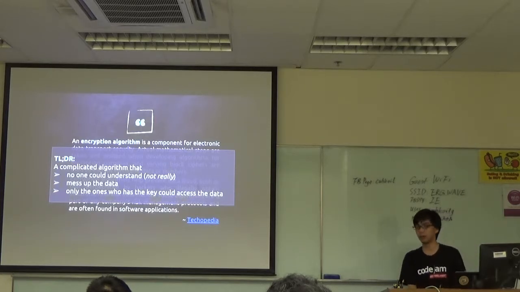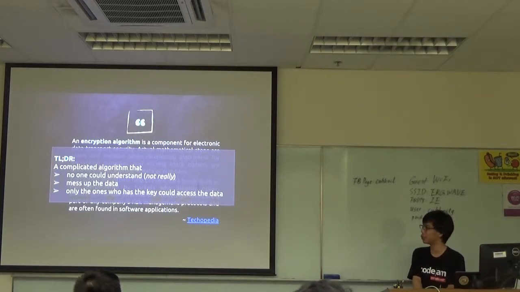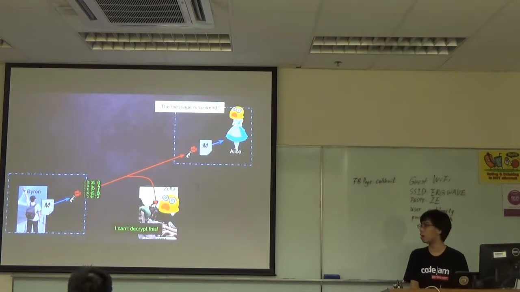An encryption algorithm is something that is very complicated. It usually nobody could understand. Usually, if you study cryptography, you should understand everything in that. But the main point is that the algorithm will mess up the data, and only the ones who have the key could retrieve the data. That's the idea of an encryption algorithm. And if you don't have the key, you could never retrieve the data. Let's see an example.